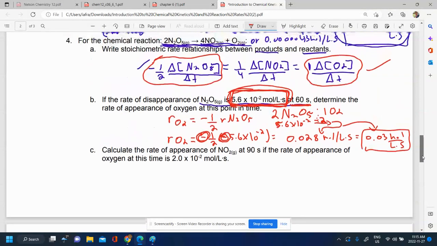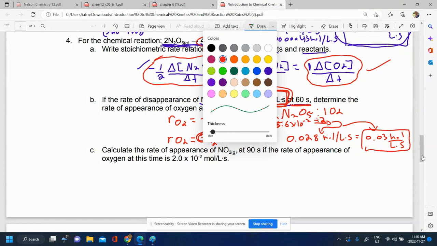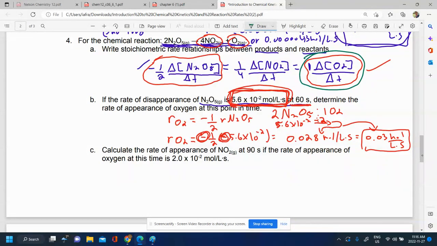Calculate the rate of appearance of NO2 at 90 seconds if the rate of appearance of oxygen at this time is 2 times 10 to the power of negative 2 moles per liter second. So now we are comparing the NO2 to the O2. So we're doing a different comparison here. We're doing this one to this one in green over here. So here's what we know. We know that the rate of oxygen appearance is equal to a quarter of the rate of NO2 appearance.